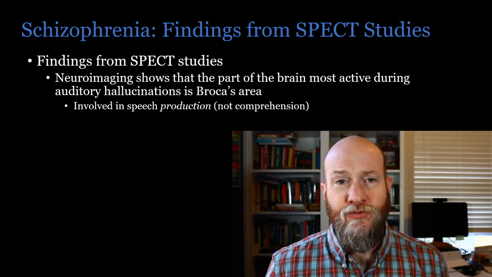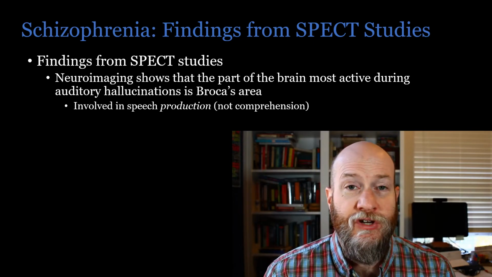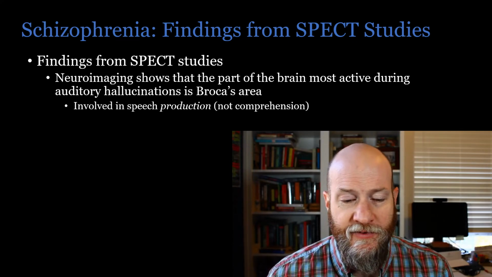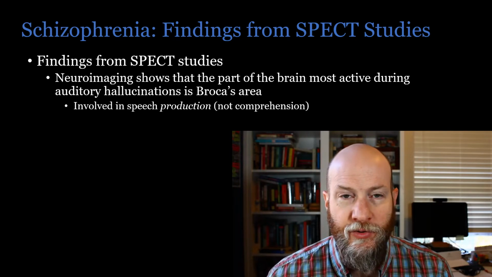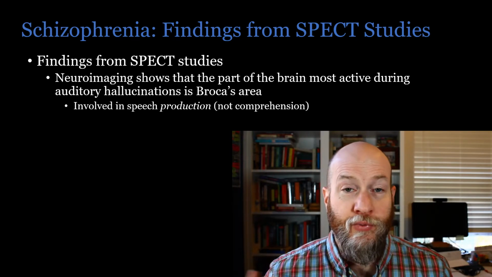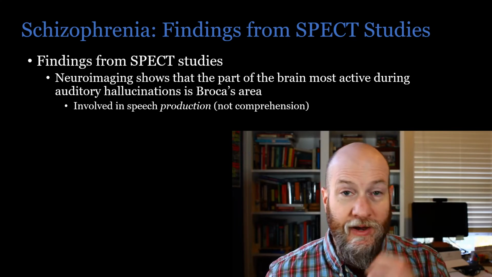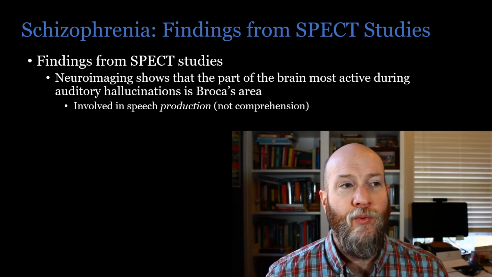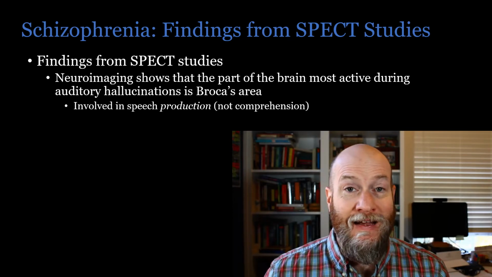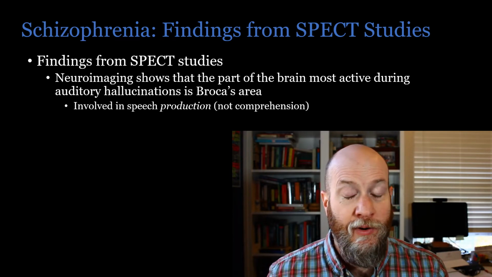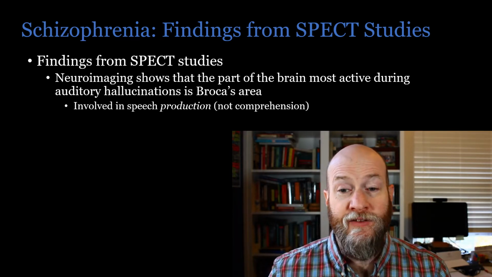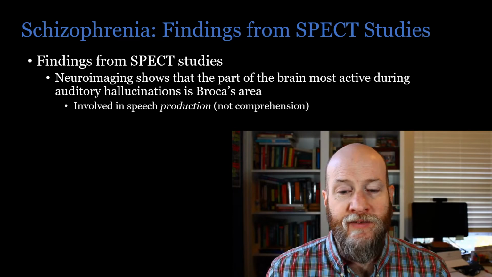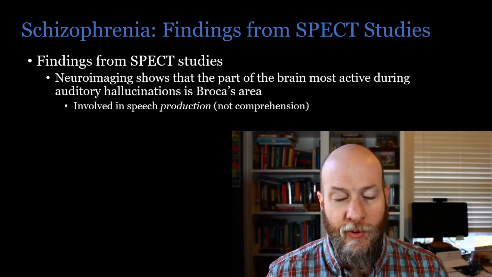So there are some interesting studies that have looked at how the brain is functioning in people with schizophrenia. SPECT studies, which is an offshoot of a PET scan, has found that parts of the brain most active during auditory hallucinations are what's called Broca's area in the brain. And Broca's area is associated with speech production, not comprehension. So what you're essentially seeing is that the part of the brain that's lighting up during a SPECT study while the person is experiencing auditory hallucinations is the brain producing that speech, not receiving it, not comprehending it. It is a separate part of our brain that's involved in language comprehension as opposed to production.